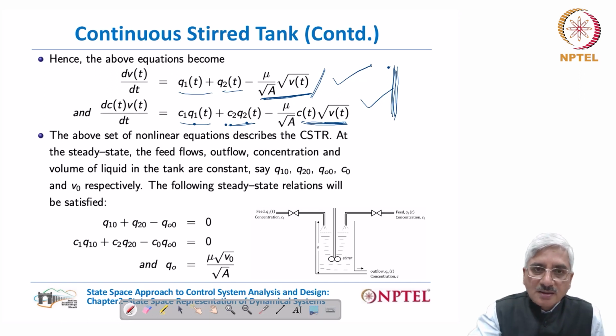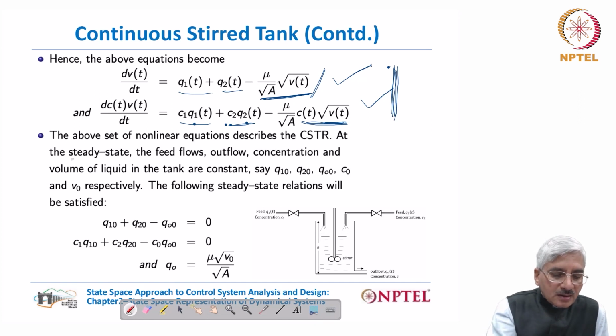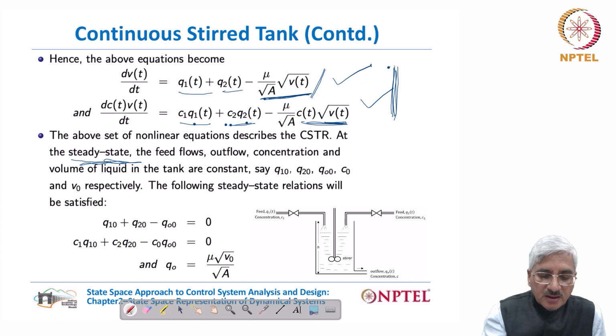Now we can linearize it. So for that we consider steady state, and at the steady state, the feed flows, outflow, concentration and volume of liquid in the tank will all be constant. Respectively, say Q1 0, the steady value of Q1, Q2 0, the steady value of Q2, QO 0, the steady value of outflow QO, C0, the steady value of the concentration C, and V0, the steady value of volume in the tank.